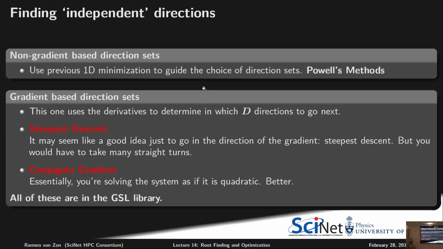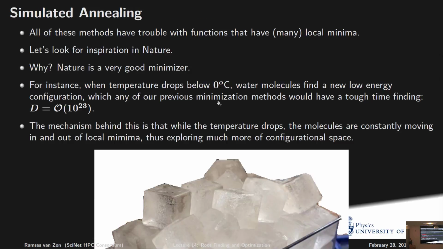Okay, so we can find minimum. Again, it's not guaranteed you find it, and it's not guaranteed that you will find the global one. So if we want to find global minima, we are going to need some help. And so this is one way of getting the help. We're getting the help from getting some inspiration from nature.